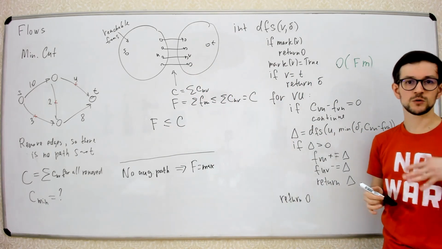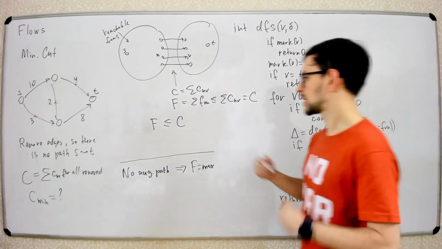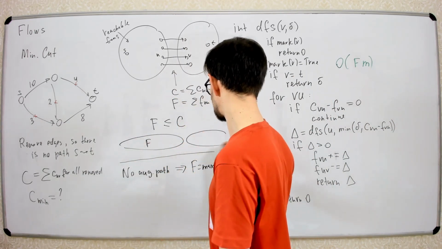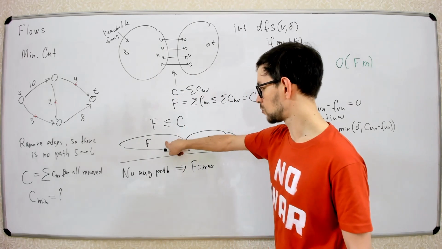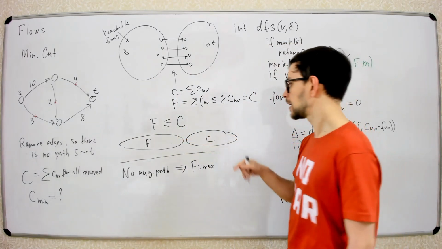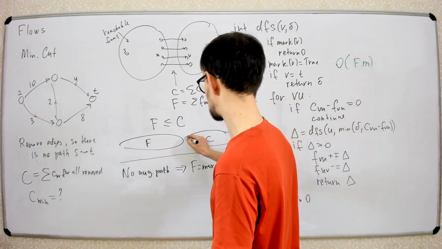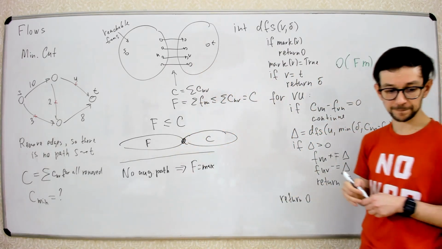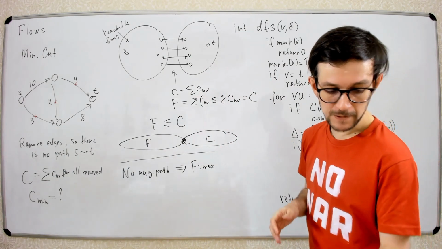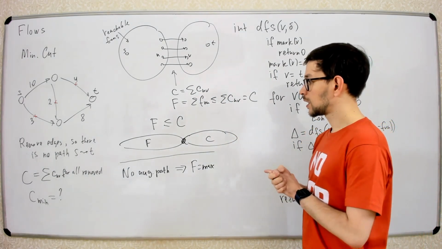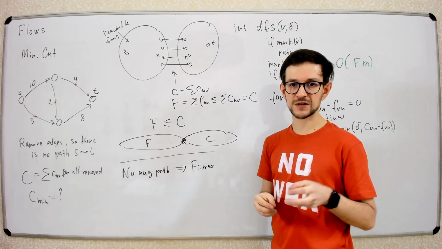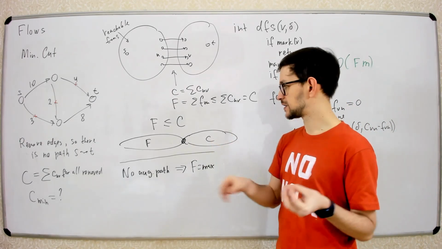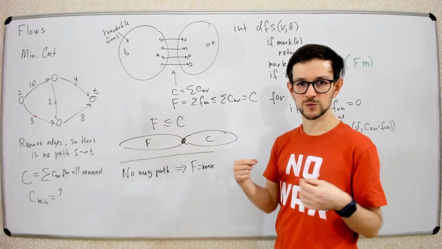So again, we have the same situation as before. We have some flows here and some cuts here. And all the flows are no greater than all the cuts. And the interesting thing for a dual problem is that they actually meet at the same point. So there is this point. If we find some flow and some cut with the same value, we will immediately prove that this is the maximal possible flow and the minimal possible cut.